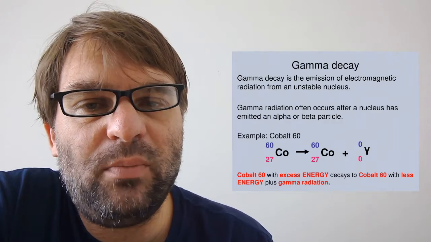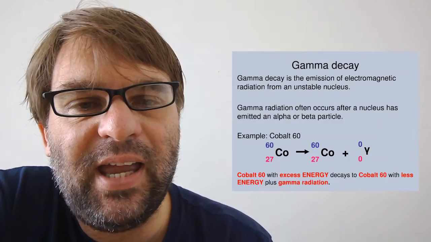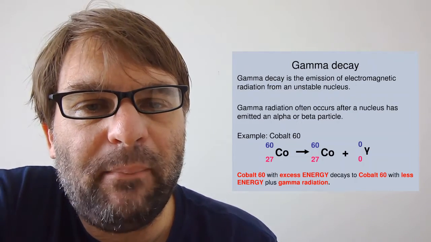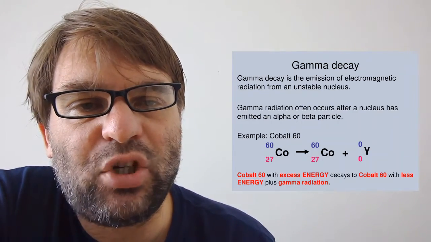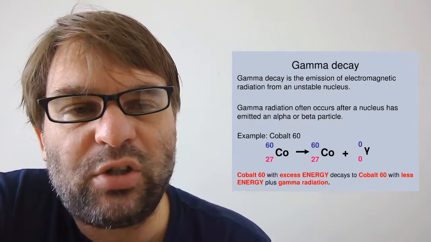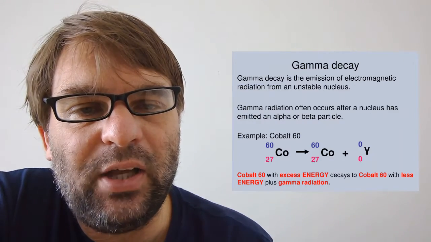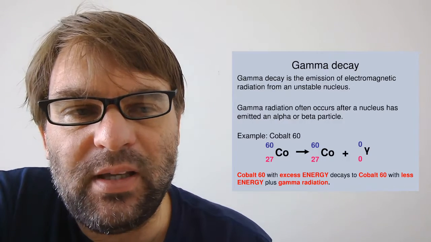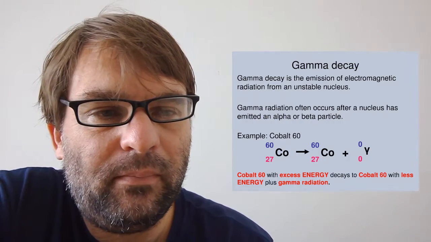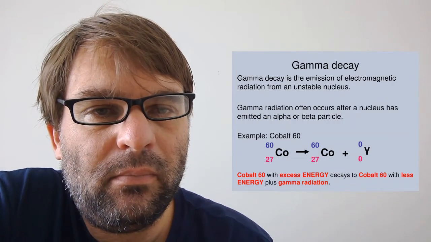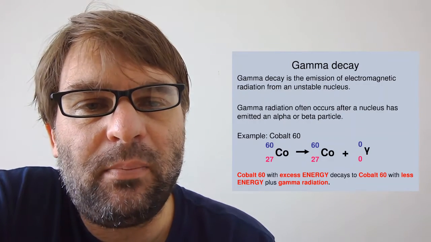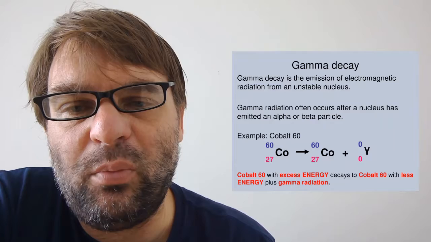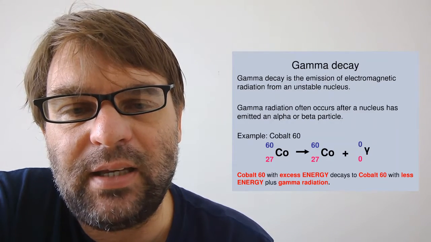Okay, so in terms of gamma decay, there is no mass loss or proton number loss, because it's just losing electromagnetic radiation. And that's just energy being lost from an unstable nucleus. Okay, so excess energy is lost in the form of gamma decay. And that is pretty much all you need to know for the different forms of alpha, beta, and gamma decay.